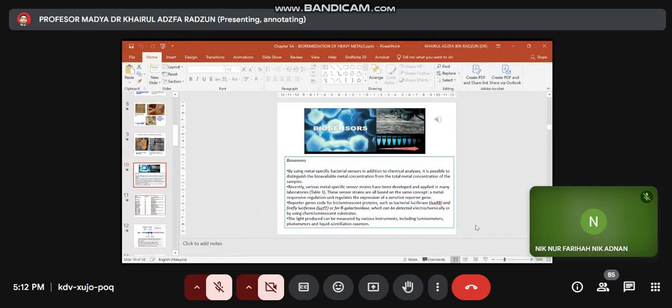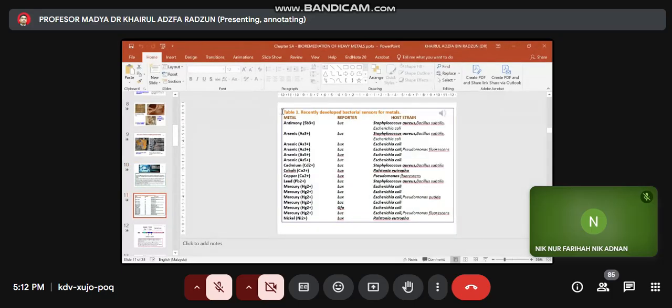So if the substrate glows, we know that the metal is present. This is what we call a biosensor. The light produced can be measured by various instruments, including luminometers, photometers, and liquid scintillation counters. This one is Table 1, as I did mention to you earlier.